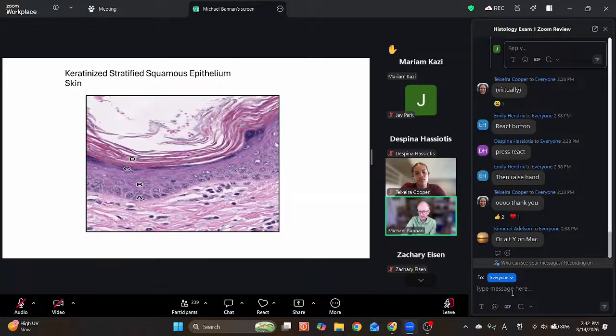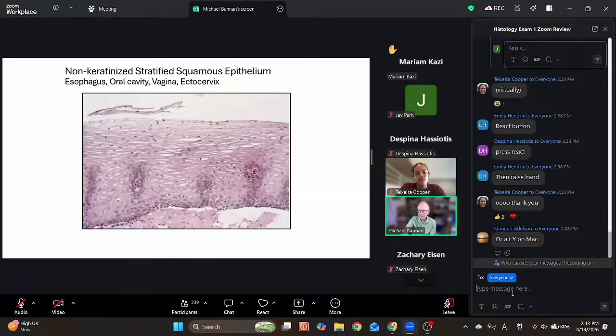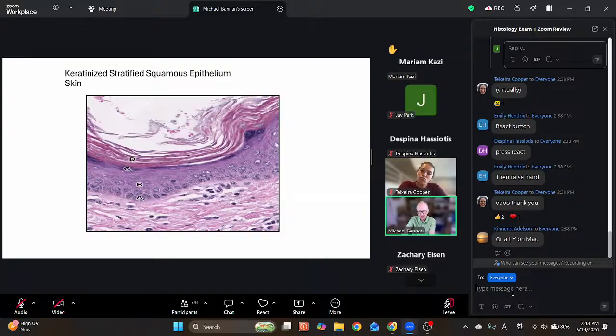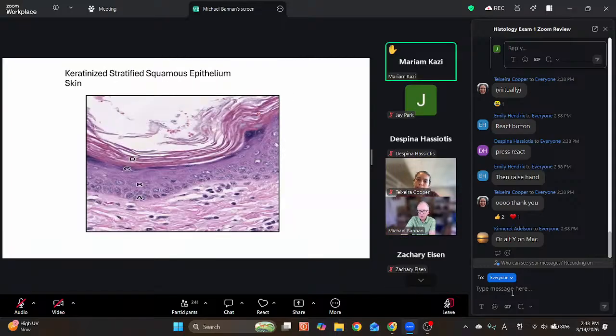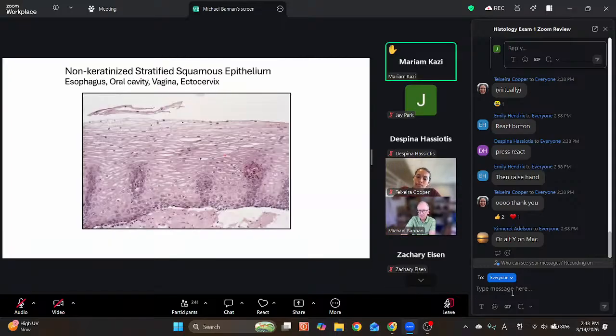epithelium. In contrast, this is non-keratinized. You can see cells with nuclei all the way up to the surface of the epithelium. But we don't have that layer that is anucleate with deep red or deep pink cytoplasm, which is the keratin. So if you go back and forth, you see the keratin here and no keratin here. So this is keratinized. This is non-keratinized. Okay? That makes sense? Thank you so much.